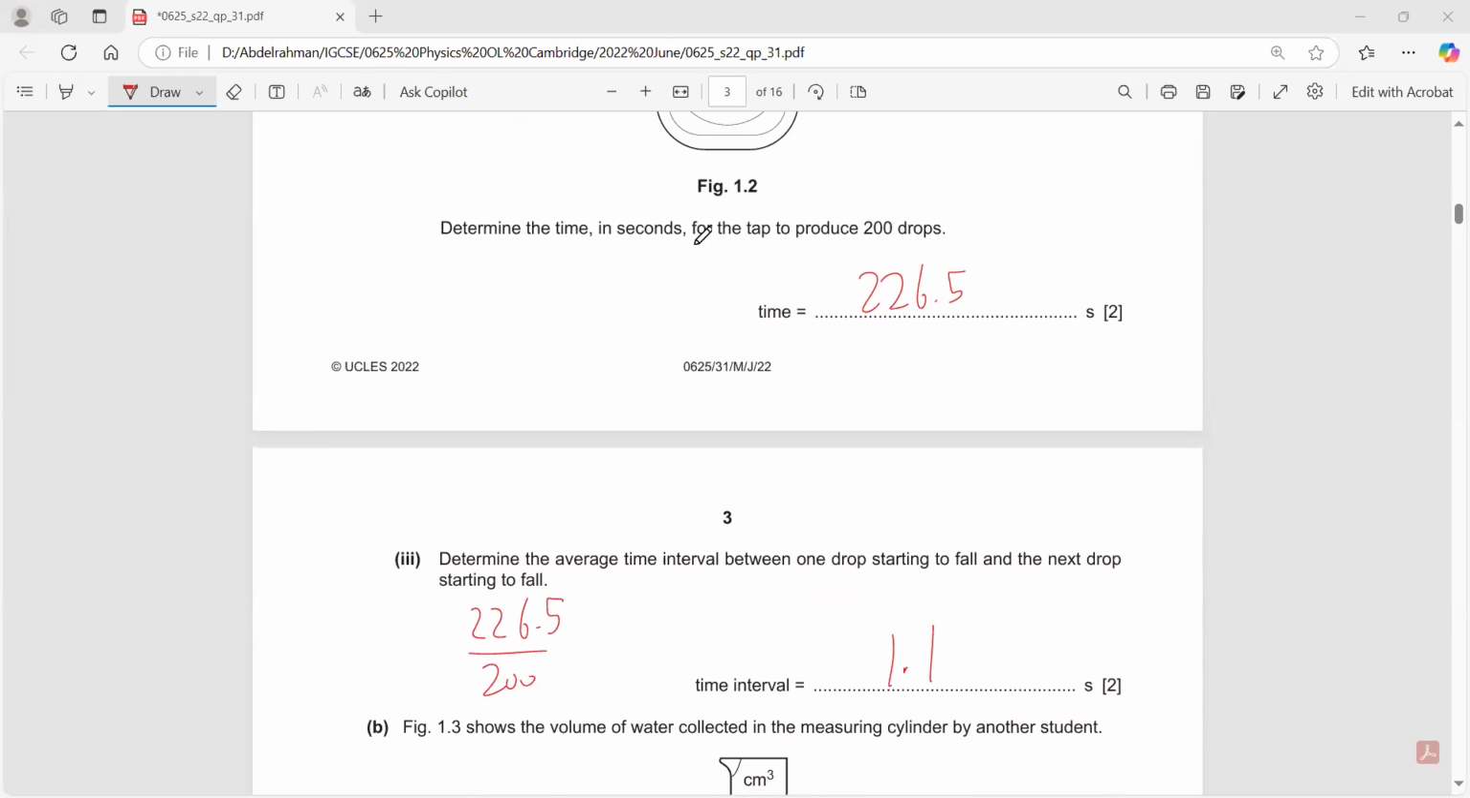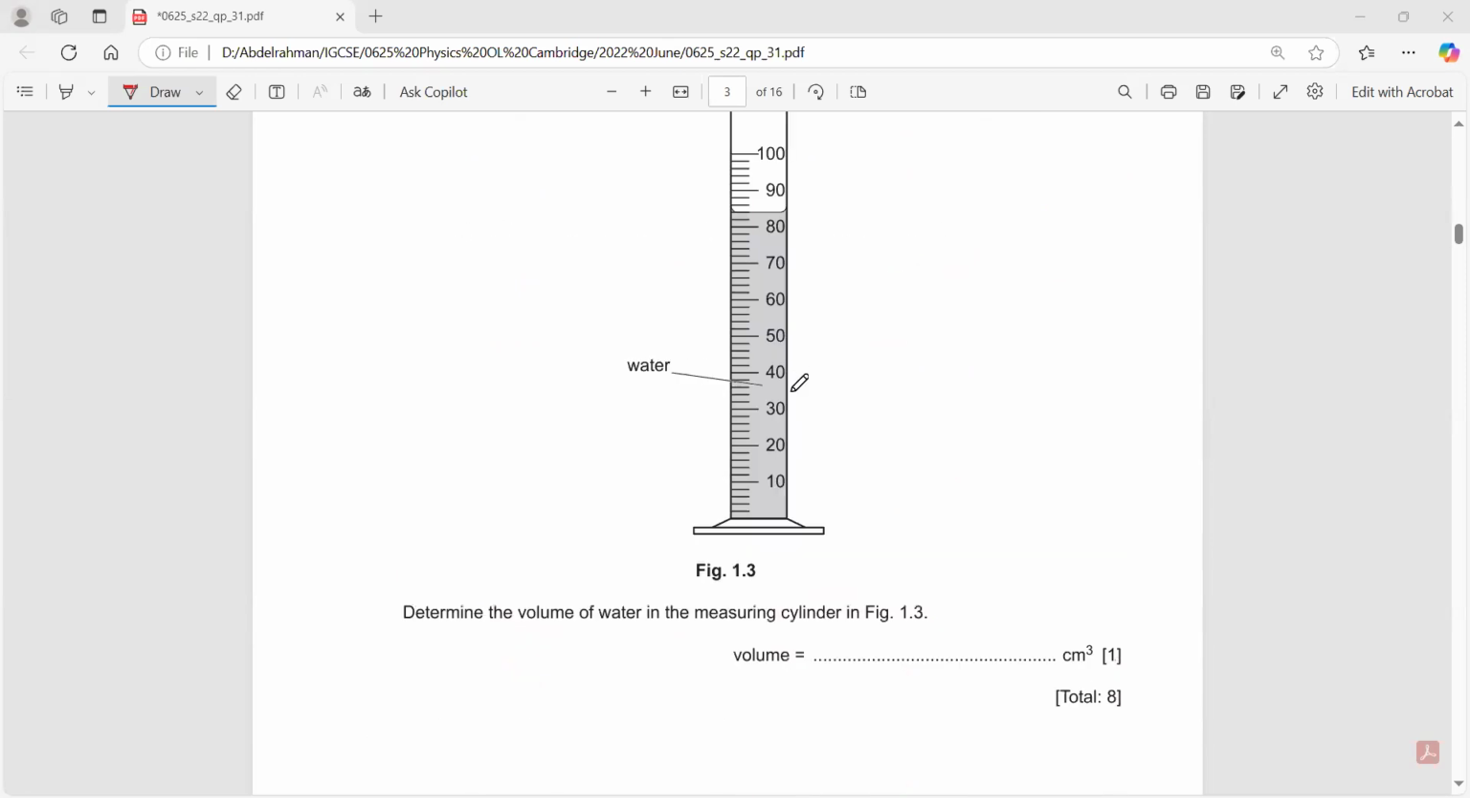Figure 1.3 shows the volume of water. Can I take the reading of this volume? Yes. When we take the reading of the volume from the measuring cylinder, we always take the reading from the bottom of the meniscus. So the reading would be 84, not 83. It would be 84 centimeters cubed. Each division here is 2 centimeters cubed.